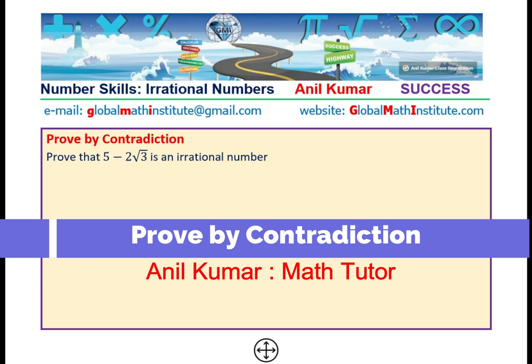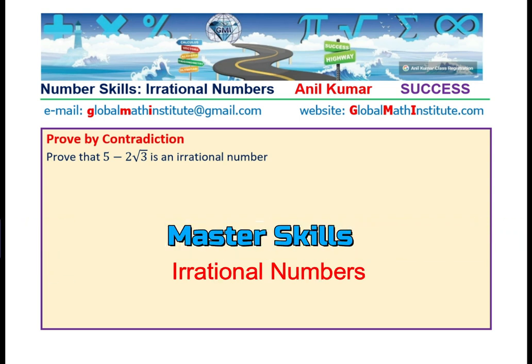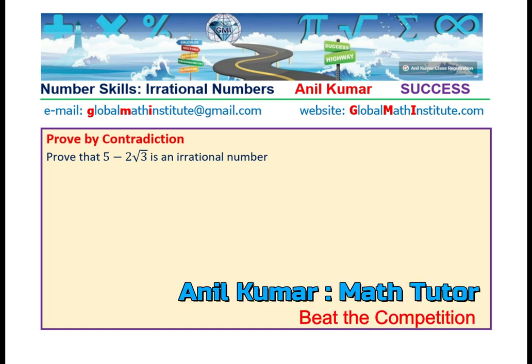How do we use the method of contradiction to prove? Let us understand in this video. Let us now look into details about irrational numbers and how do we prove that they are irrational numbers. Here is a very beautiful example. We are going to prove that 5 minus 2 square root 3 is an irrational number using the method of contradiction.